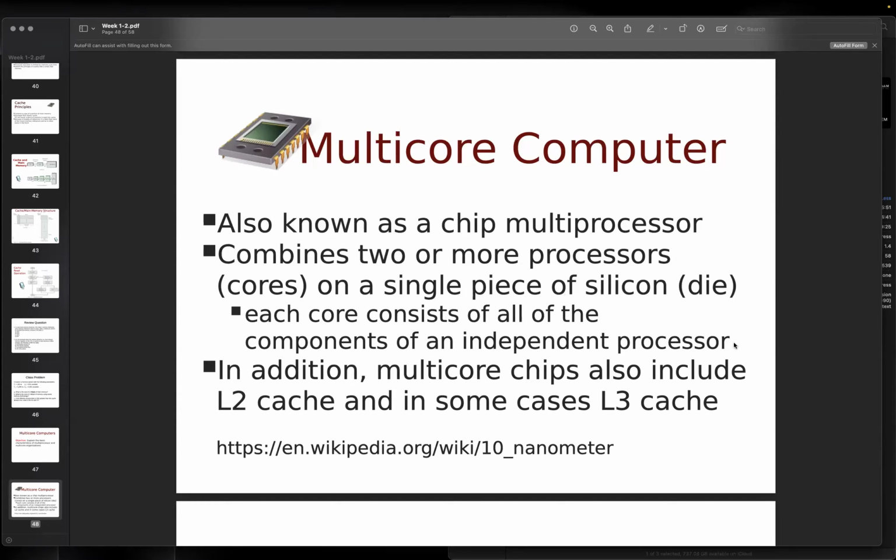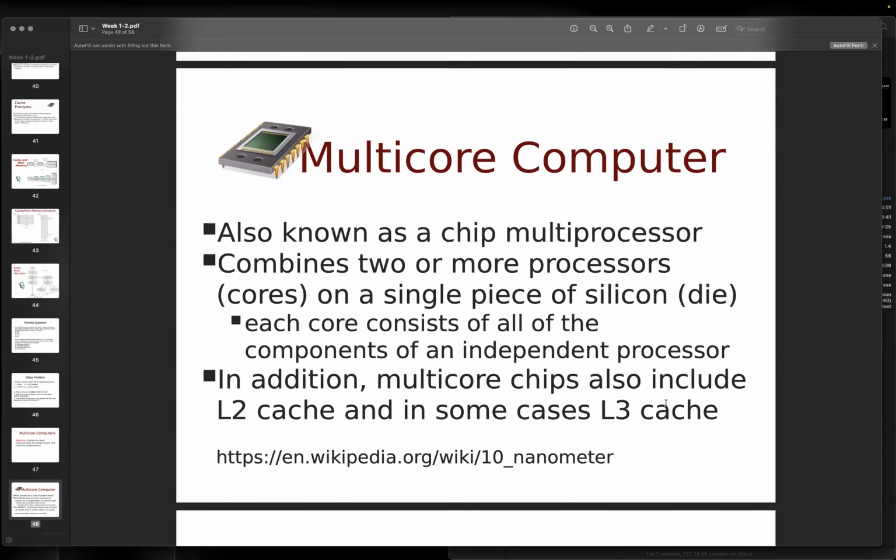So we put them together, and in addition, multi-core chips also include the L2 cache, and in some cases L3 cache, right? When we talk about it, we have the L1, L2, L3. So it's possible, but it depends on how we design. We're going to put all the cache in that CPU. If you know the size of the CPU, then of course we cannot put a large amount of cache.